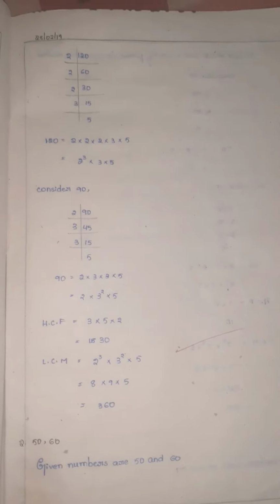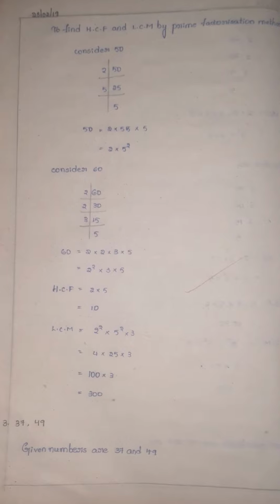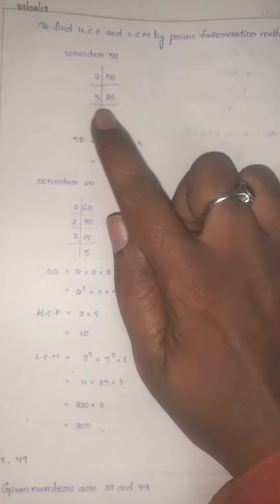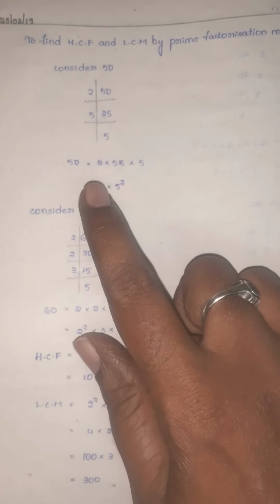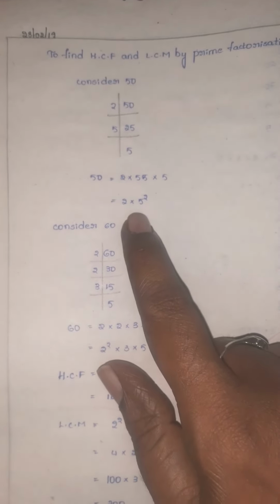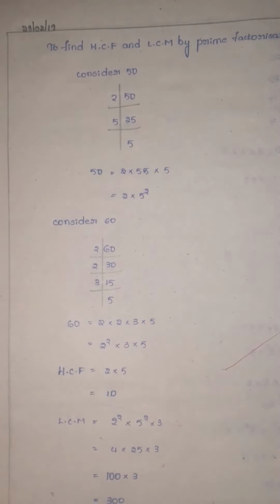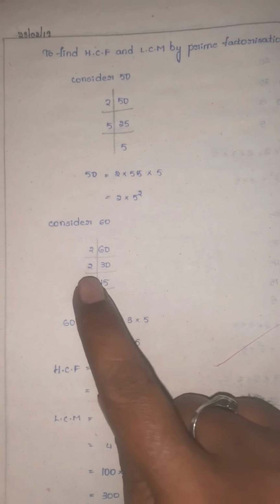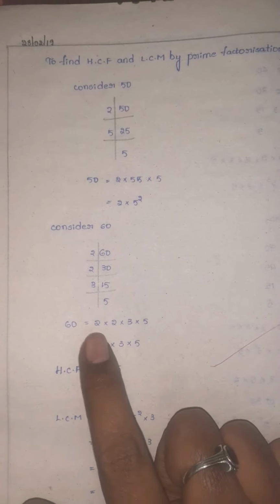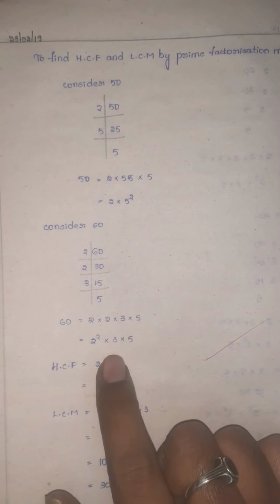Next, similarly, 50 and 60. Given numbers are 50 and 60. So here also the same condition. It is asking to find the LCM and HCF by prime factorization method. Consider 50. 2 25s are, 5 5s are. So 50 is equal to 2 into 5 into 5. I wrote the 2 as it is. How many 5s are there? Two 5s, 5 power 2. Next is 60. 2 30s are, 2 15s are, 3 5s are. So 60 is equal to 2 into 2 into 3 into 5. How many 2s are there? Two, means 2 power 2 into 3 into 5.